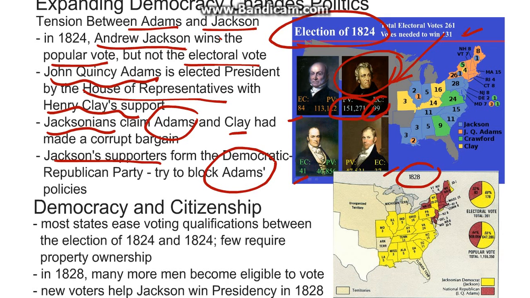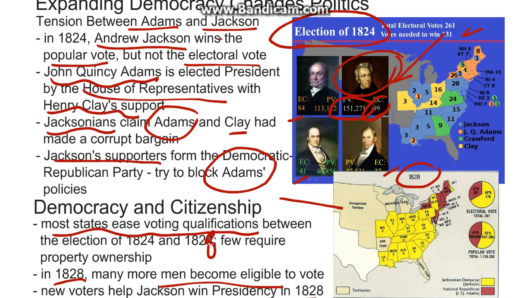Democracy and citizenship. Most states are going to ease voting qualifications between the election of 1824 and 1828. They're going to stop requiring that men actually own property to be able to vote. So by 1828, many more men become eligible to vote. New voters helped Jackson win the presidency in 1828.